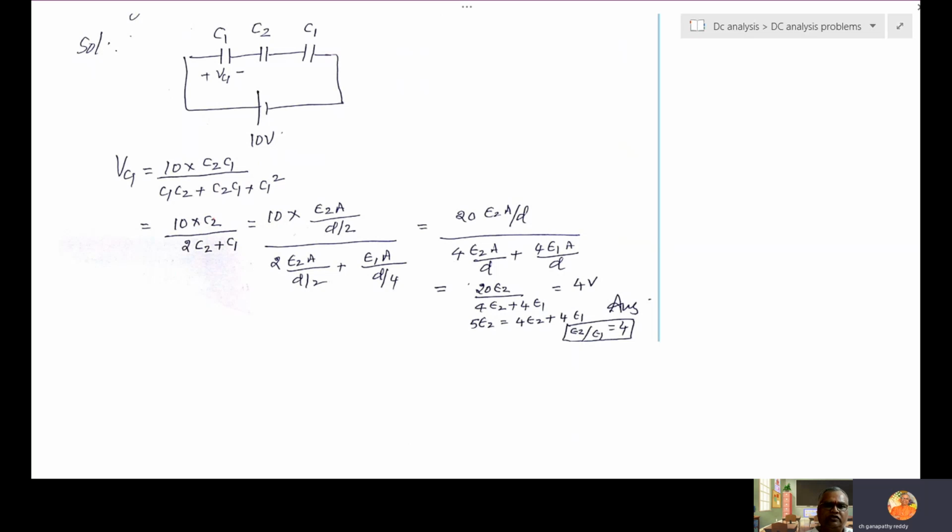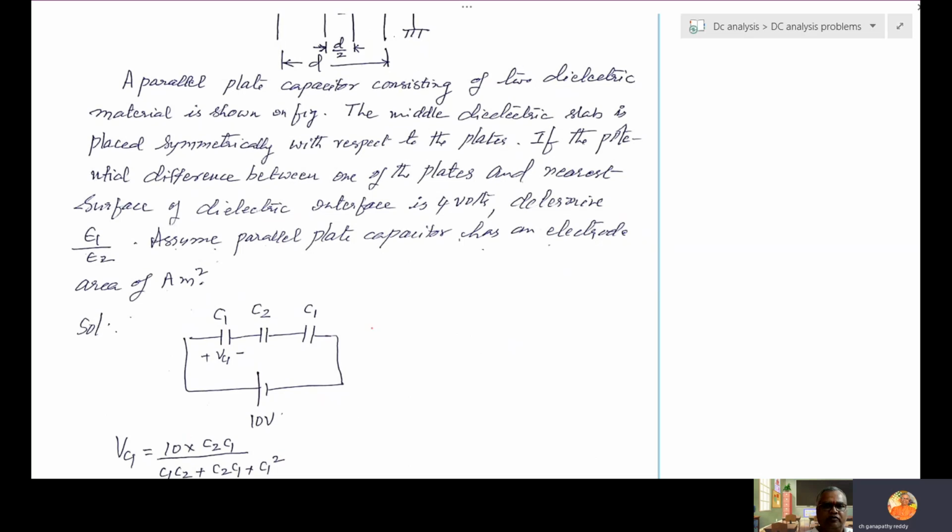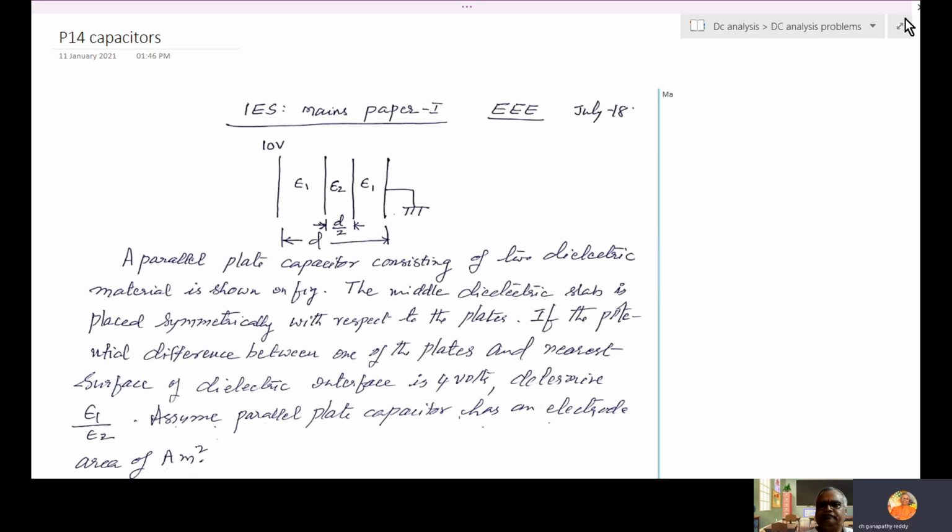10 into what is C2? Epsilon 2 A by d by 2. Two times C2 substituted, plus C1, epsilon 1 A by d by 4. Further you simplify, with VC1 given in the problem as 4 volts. Simplifying, you get epsilon 2 by epsilon 1 equal to 4. So like this, the problem can be solved.